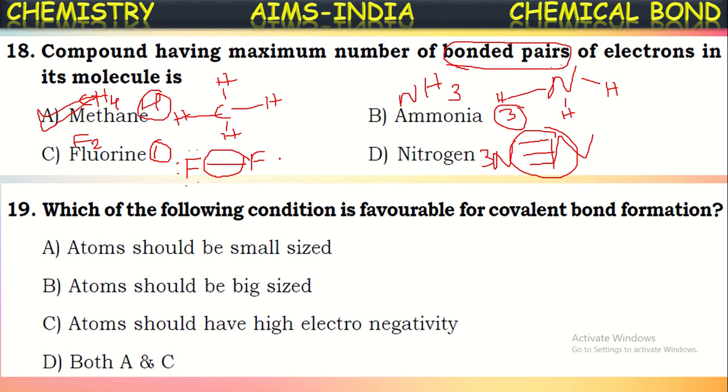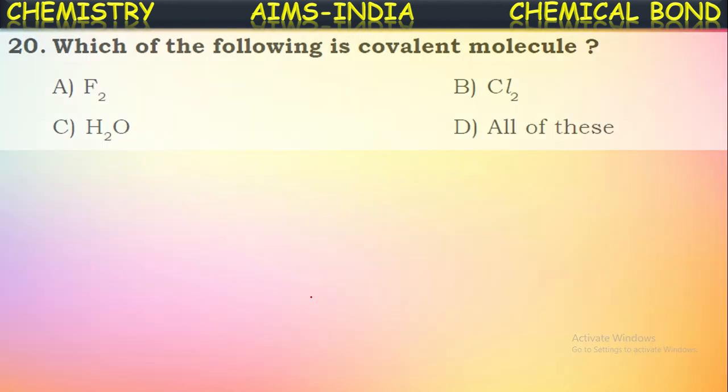Which of the following conditions is favorable for covalent bond formation? What conditions favor the formation of a covalent bond? Atoms should have small size. It is correct. Then only, instead of losing or gaining electrons, they share electrons. Atoms should be big sized. If they are big sized, they will be ready to lose electrons, not to share. Atoms should have high electronegativity. Then only they can share electrons. So these two are correct statements. Now what will be the correct answer? A and C. Okay. Next one.